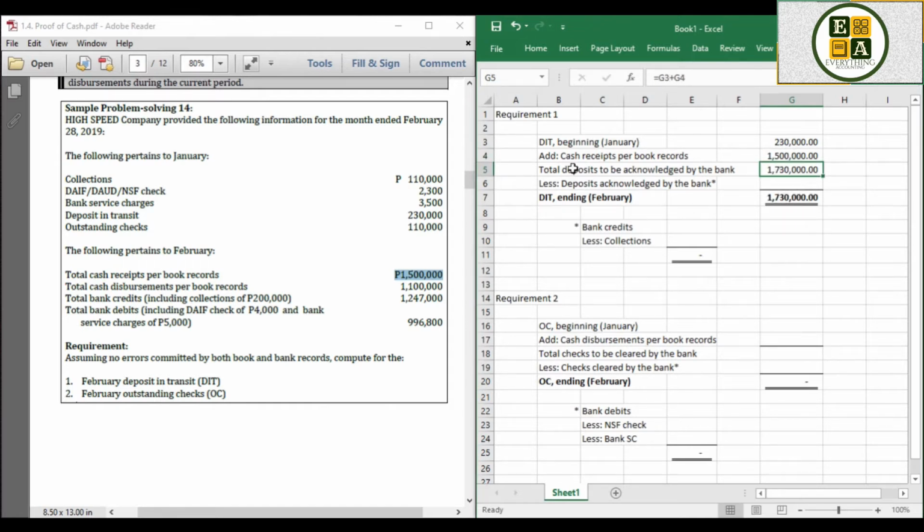Then we can arrive with total deposits to be acknowledged by the bank: 1,730,000. Then less the deposits acknowledged by the bank. Okay? That's the computation, find the bank credits. Our bank credits, we have 1,247,000. So just post it.